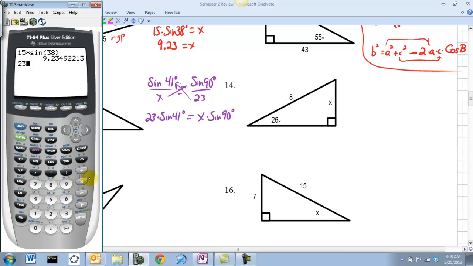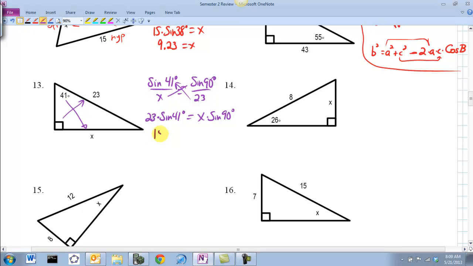To the calculator. 23 times the sine of 41, boom, 15.08. And I'm also going to need the sine of 90, which is 1. Well, that was handy. 15.089 equals 1 times x, or just x. So that is my answer for this guy.